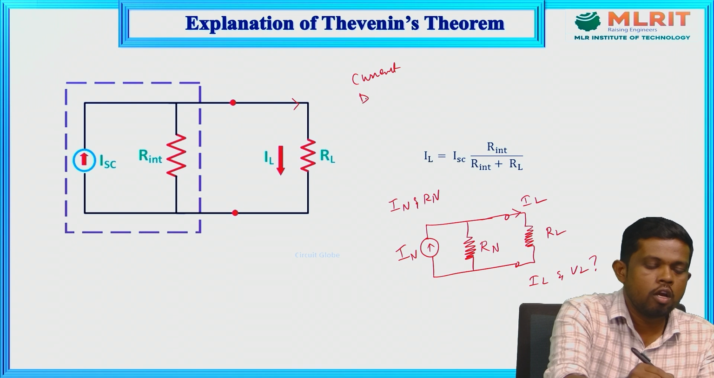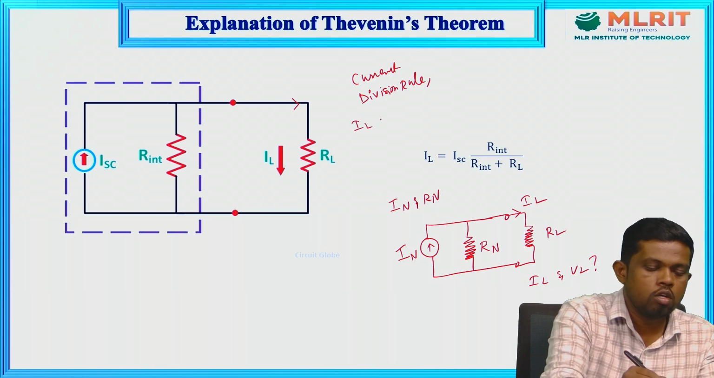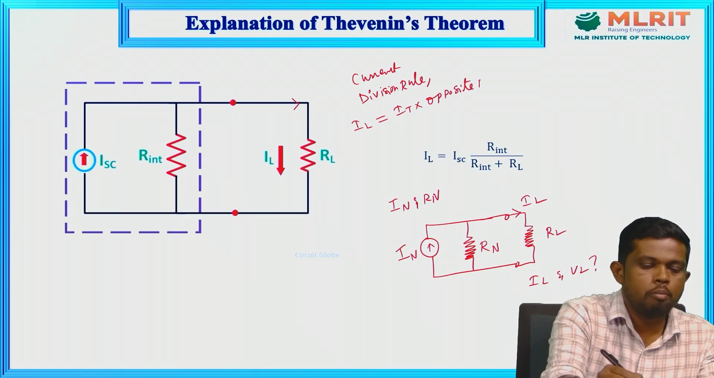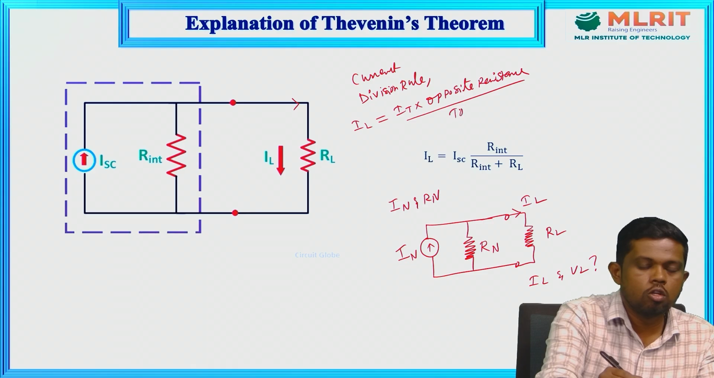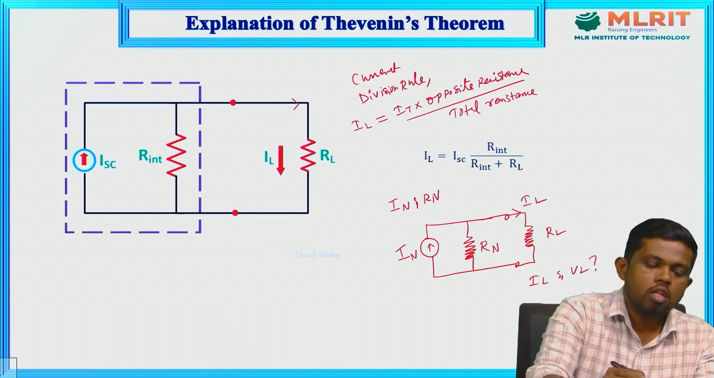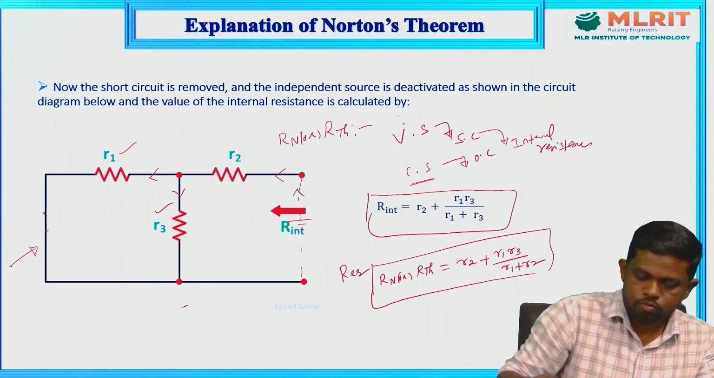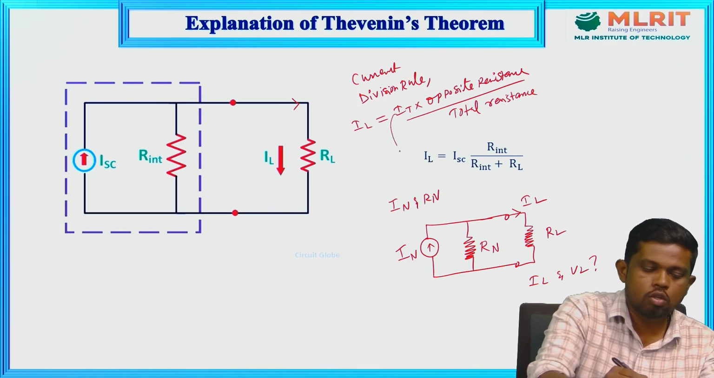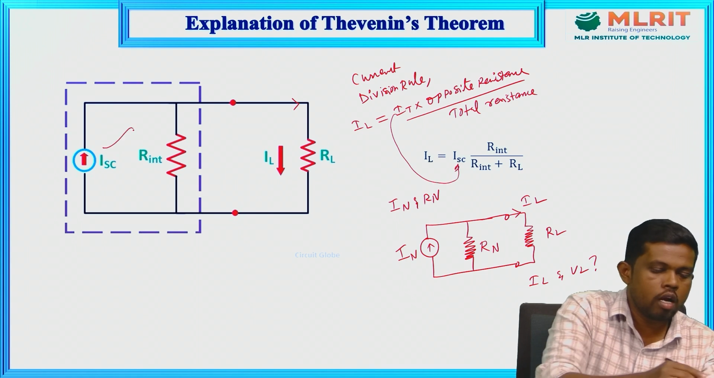Apply the current division rule. So for the Norton's equivalent circuit, we will get the IL value. That is equal to the total current of the circuit times the opposite resistance, upon the total resistance of the current division elements. So this is the I total. I total is none other than the short circuit current only, I mean this current only, or Norton's current only.